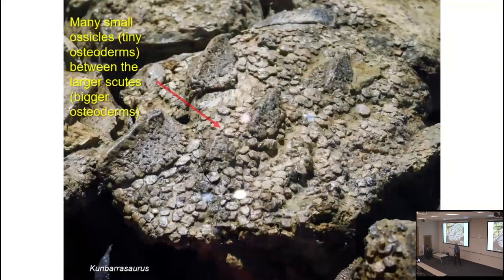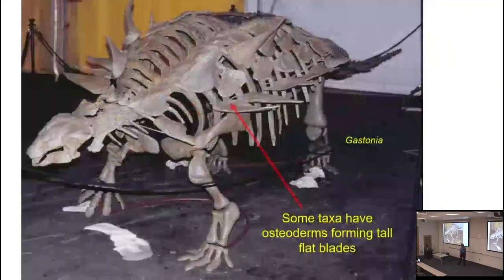And in between the bigger scutes, the bigger osteoderms, are little ossicles, tiny osteoderms. They're not always preserved, but when they are, it shows just how heavily armored these guys were. So the little pebbly things, those aren't pebbles, those are armor. And then the bigger structures are the classic osteoderms.